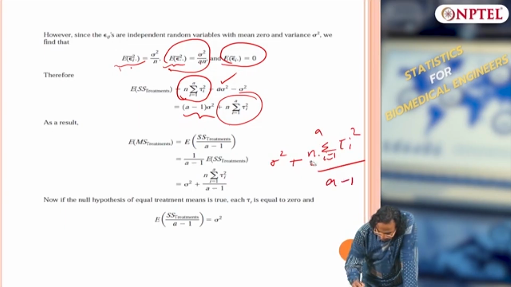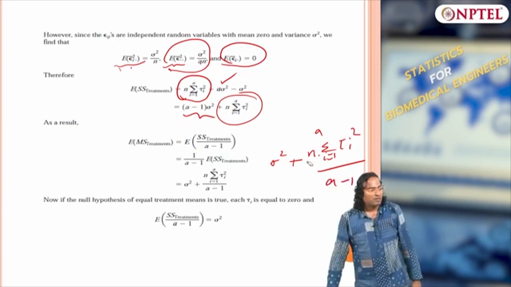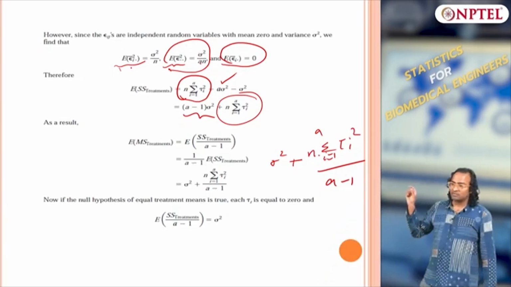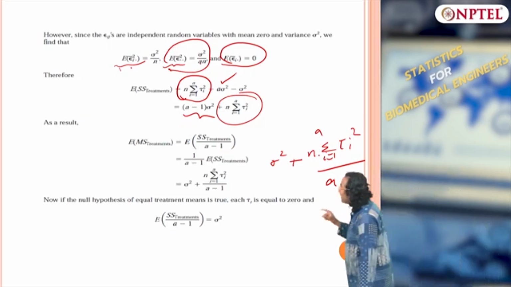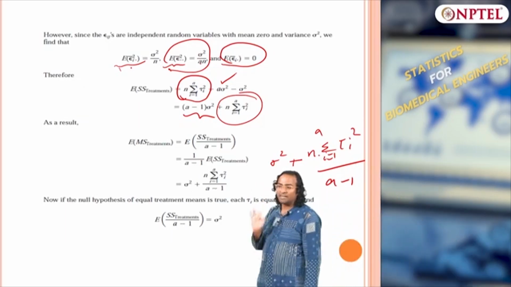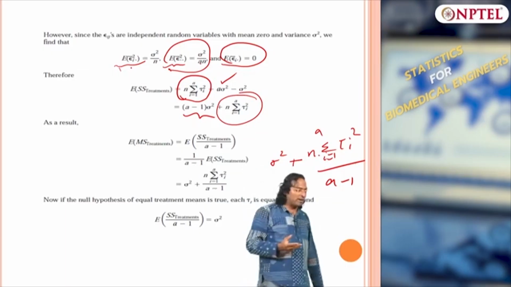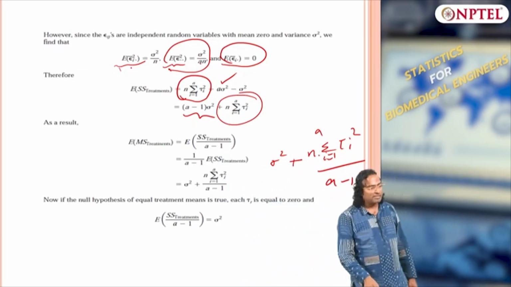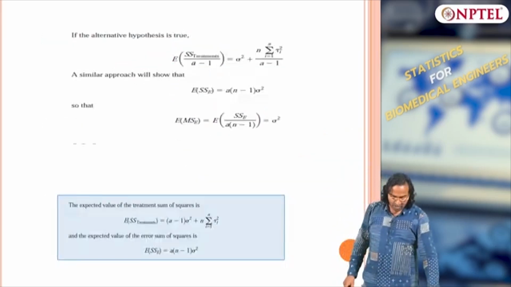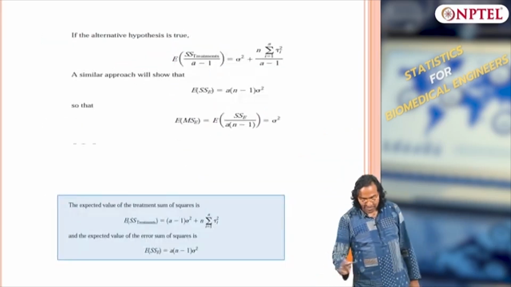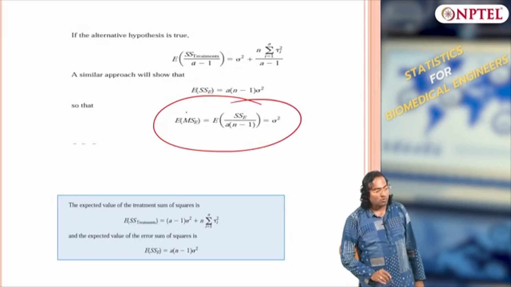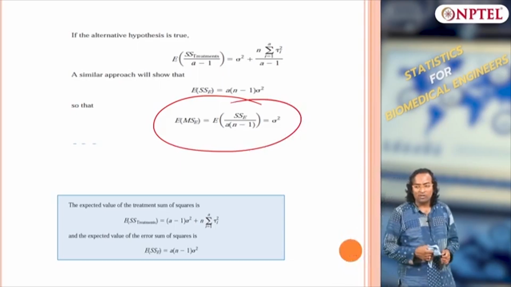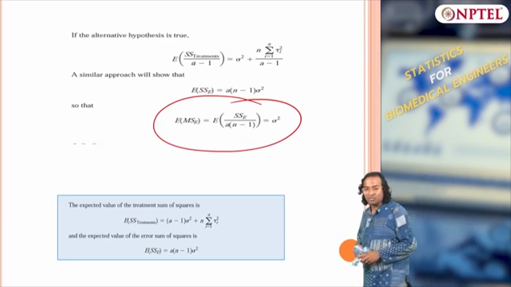This is what I have. I have sigma squared plus tau i squared. This is my mean squared treatment. My mean squared noise, I do not want to prove, is going to be sigma squared. So my mean squared error is going to be sigma squared. I am not going to prove this; you can take the same idea and prove it. It is going to be sigma squared.